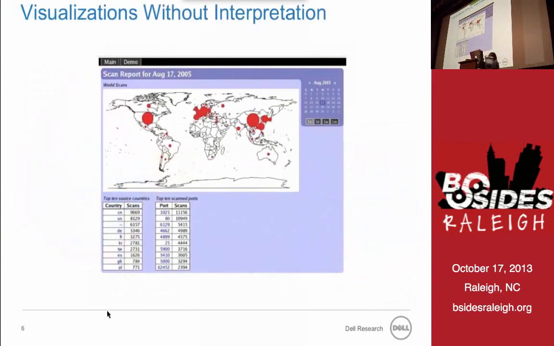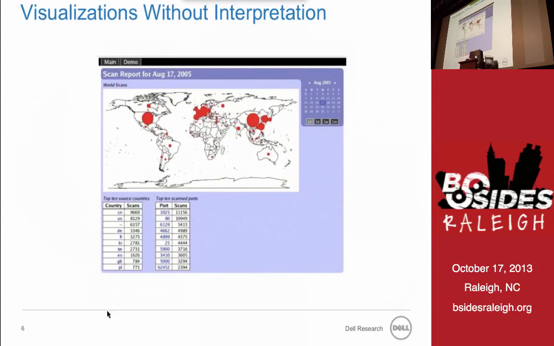Next mistake, visualizations without interpretation. I should have actually labeled this the eye candy chart. And the idea here is, oftentimes we'll do a visualization just because it looks nice. It's kind of like the cool graphics, but it's slightly different. We think we're actually providing some information with this.